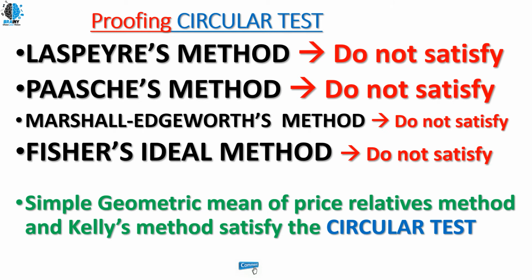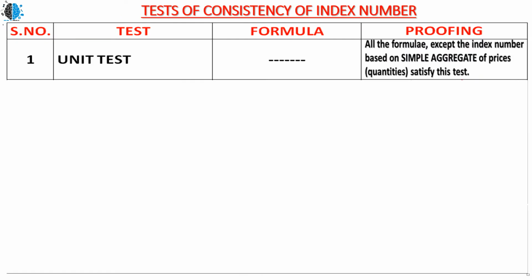So this is all about the different types of tests of consistency in index numbers. Here is the shortest way of remembering the tests of consistency of index numbers. The very first we have is the unit test. For the unit test, we don't have any formula. For proofing, all formulas except the index number based on simple aggregate of price relatives satisfy this test. So the simple aggregate method is not going to satisfy the unit test. The rest of all formulas are going to satisfy the unit test.